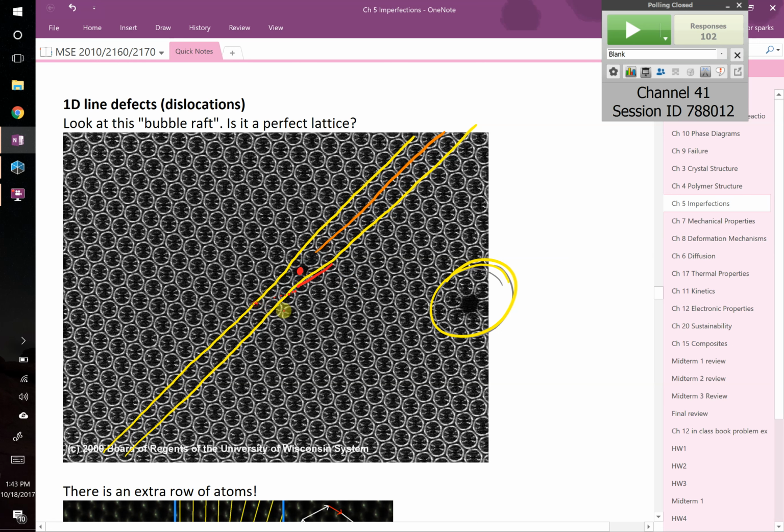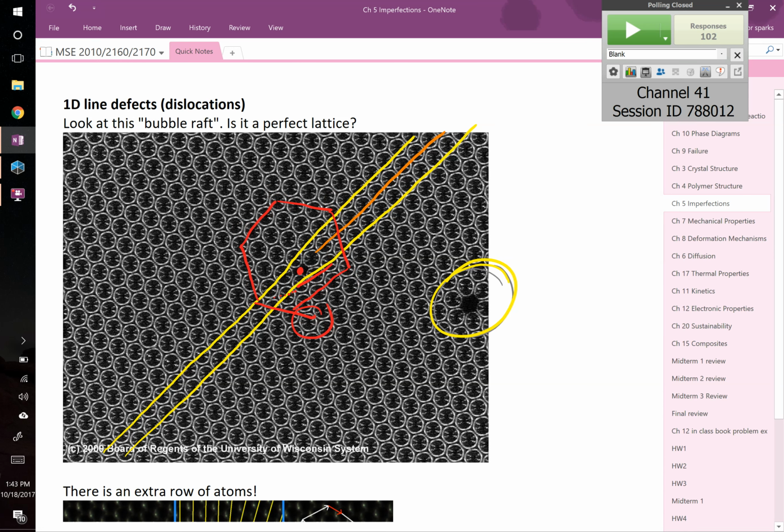Let's do 1, 2, 3, 4, around the whole circuit. There we go. So it doesn't match up by one Burgers vector. This distance between atom and atom, that is what we call our Burgers vector. If that thing wasn't there, then this circuit would match up.